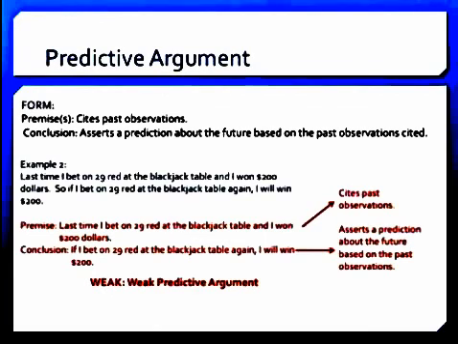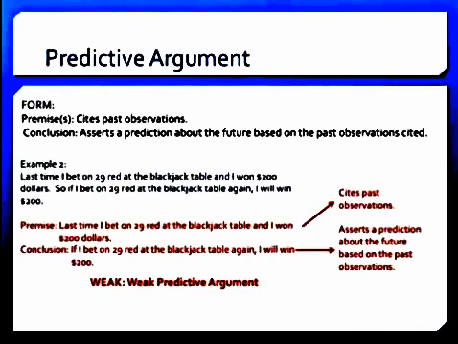Then the conclusion asserts a prediction about the future based on the past observations. If I bet on 29 red at the blackjack table again, I will win $200. Now in this case, the premises do not actually support the probable truth of the conclusion.